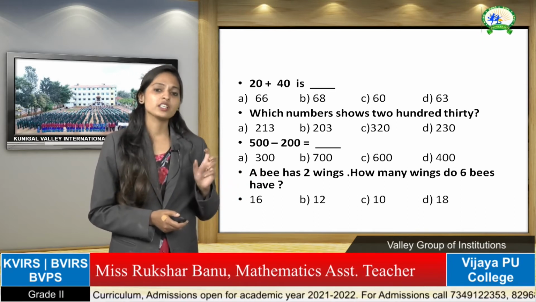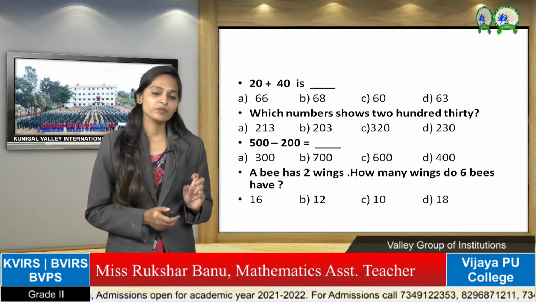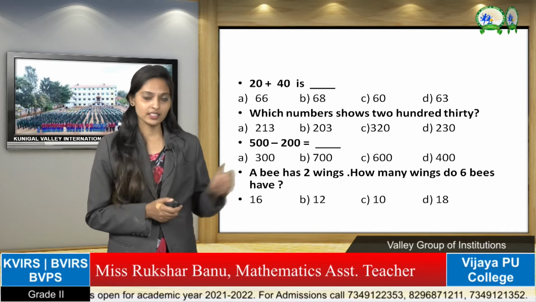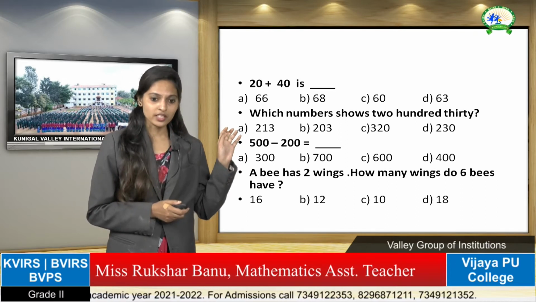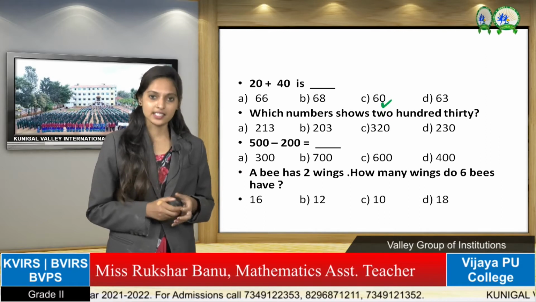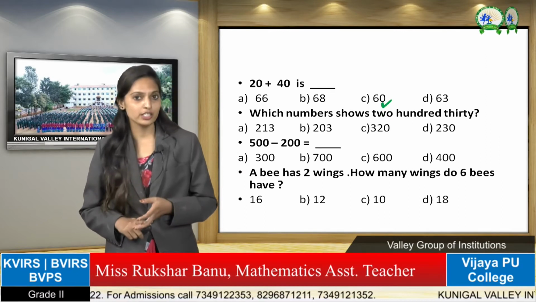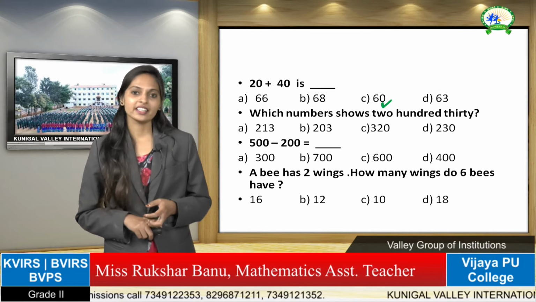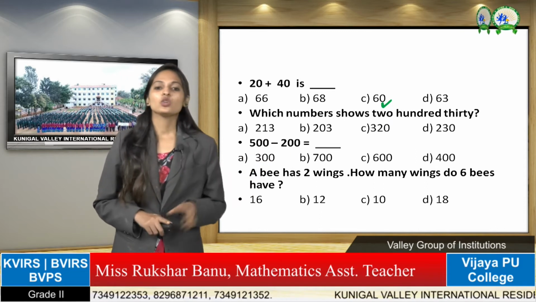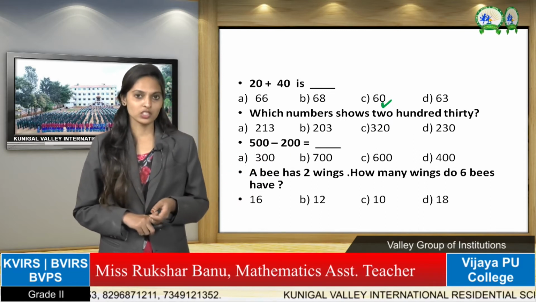So 20 plus 40 is equal to what, children? In these 4 options you have to choose. Where is the answer here? Yes, 60. 20 plus 40 is equal to 60, so 60 is the correct answer. You can't put a tick mark for the given options.